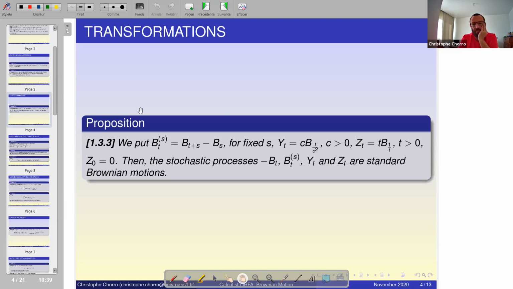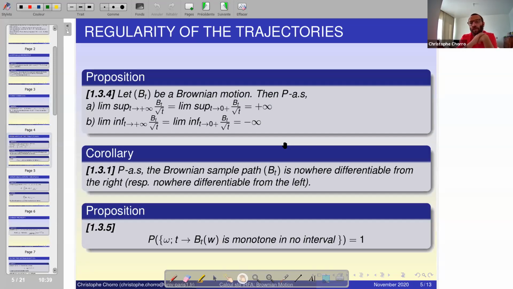And we have used deeply this proposition 1.3.3 in order to prove the following. We have studied some interesting properties of the Brownian trajectories, proving that these trajectories are nowhere differentiable from the right and from the left with probability 1. We have also proved that the probability that the Brownian trajectory is monotonic in no interval is equal to 1. I think that's strange.